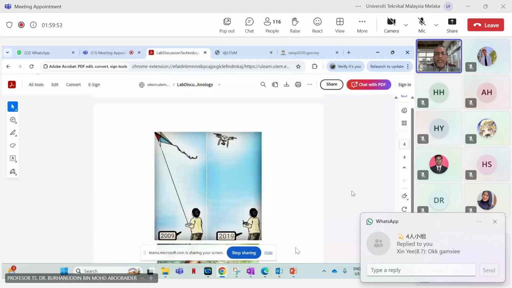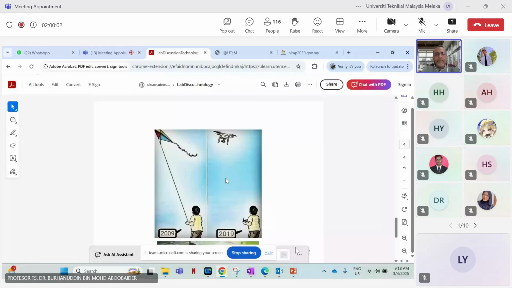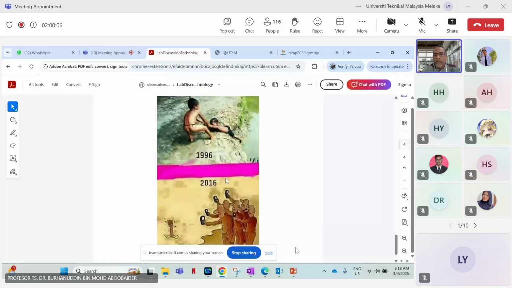While flying the drone, you can have many sensors, and from the sensors we can observe things, monitor something, and so on. So there are many things. You can see the changes of the technology are either good or bad.